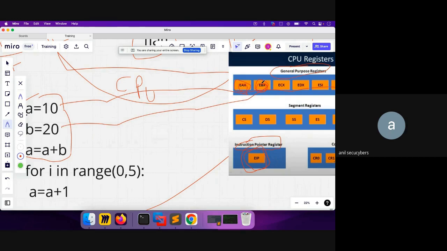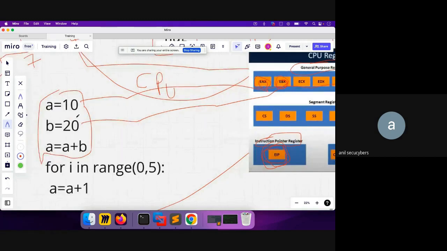That's it. Okay. Now, what this EIP is all about. The role of the EIP is this: when the CPU is executing the line A equal to 10, what is the next line that needs to be executed? That information is stored at the same time in the EIP register.